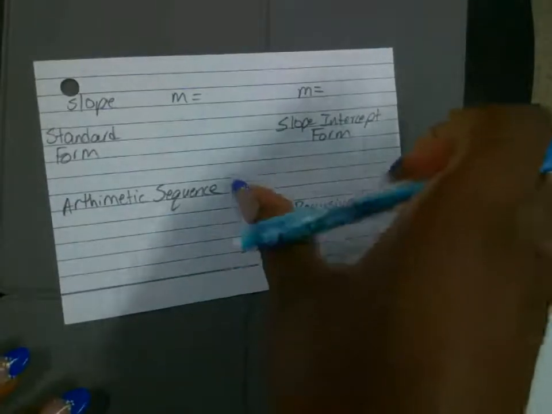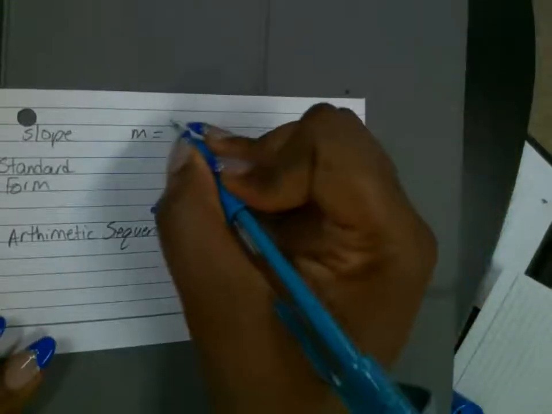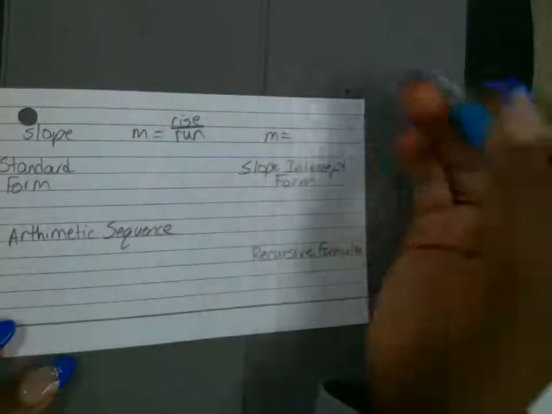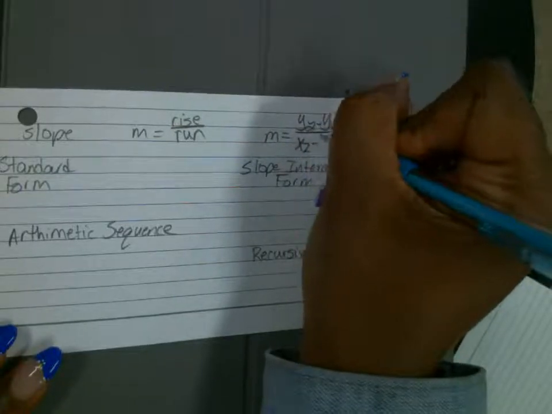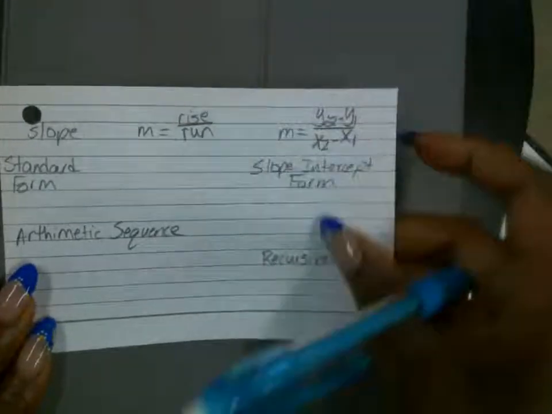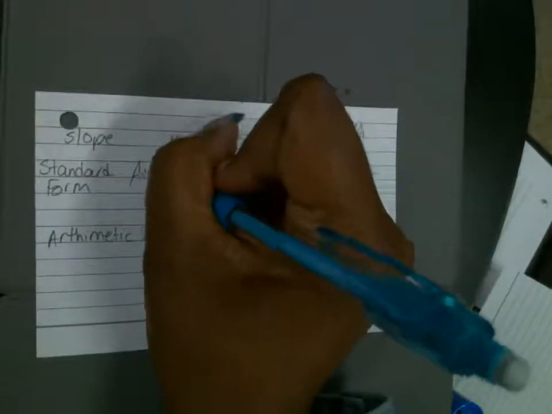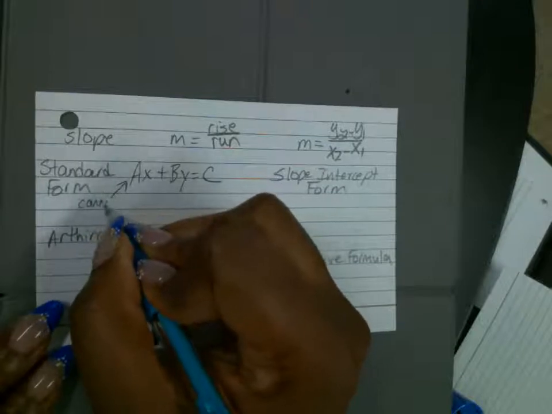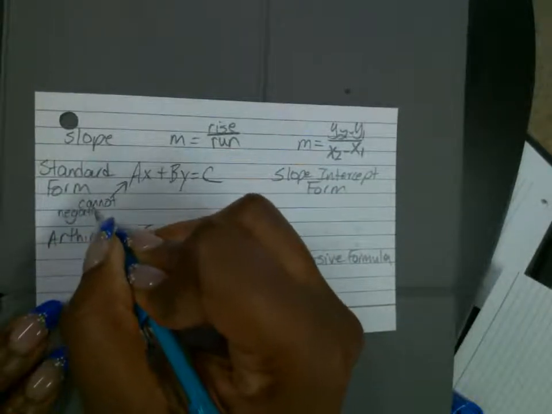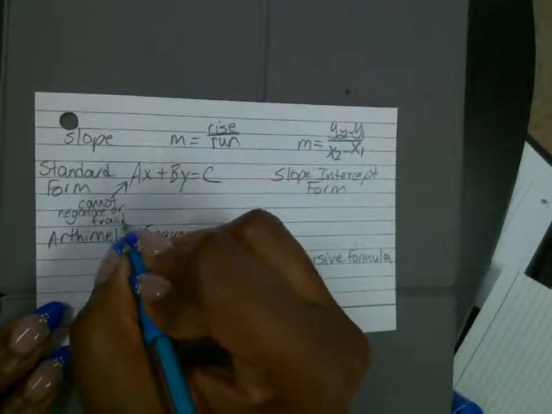All right, so let's look at it. What's one of the slope formulas? Rise over run. Okay. And what's the other one? Y2 minus Y1 over X2 minus X1. Good. What's the standard form for linear functions? AX plus BY equals C. Where this number cannot be a what? It cannot be negative or what? A fraction. Which means it can't be a decimal either, okay?